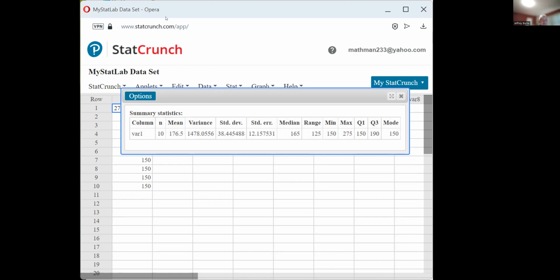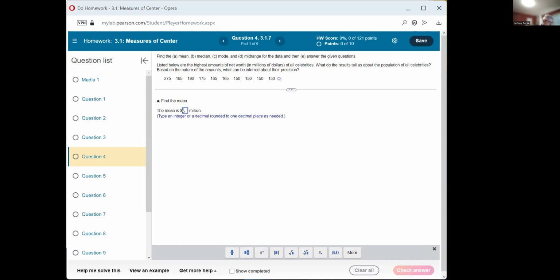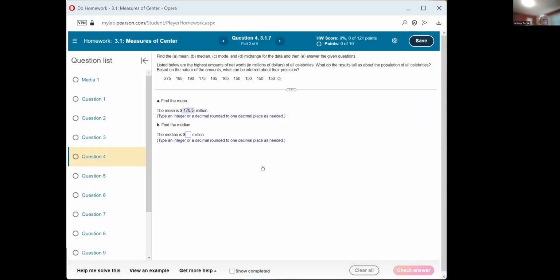Let's see. First off, it says the mean. So let's go back to the page where we're putting this information that we got on this page here. Now, be careful about rounding when you're doing this. It says type an integer or a decimal rounded to 1 decimal place as needed. So I'm going to put in 176.5 here. Get my answer. It likes it so far.